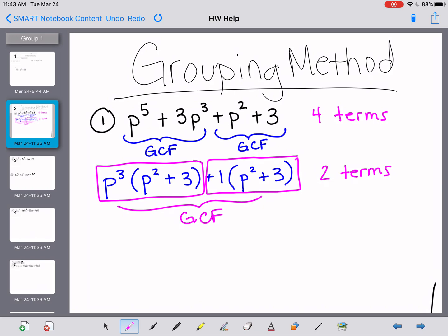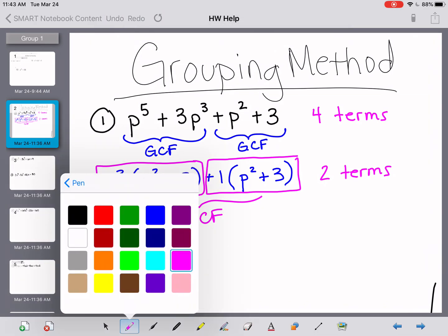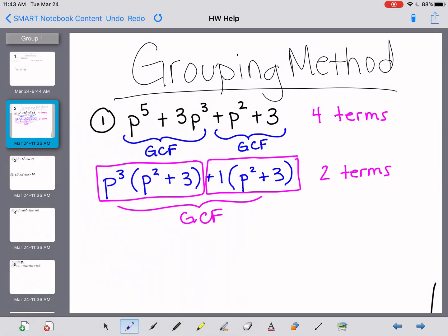If you have colored pencils, you can do what I'm doing and color coordinate here. What do these 2 terms have in common? They both have a GCF of p squared plus 3. They both have this bubble, so I'm going to take that GCF out. When we take out a GCF, we always put it down in front. Our GCF up here was p to the 3rd, we put it down in front. Our GCF here was 1, we put it down in front. So the GCF for this question, we're going to put it down in front.